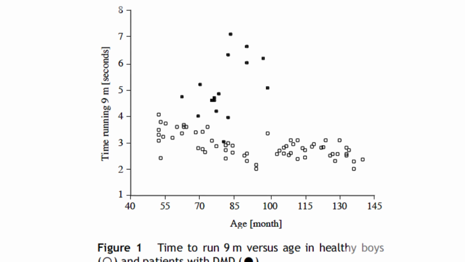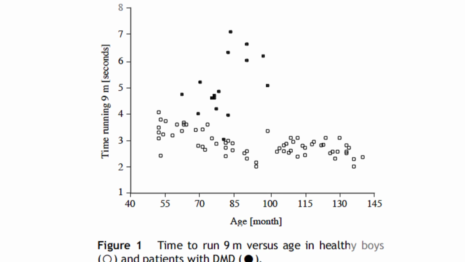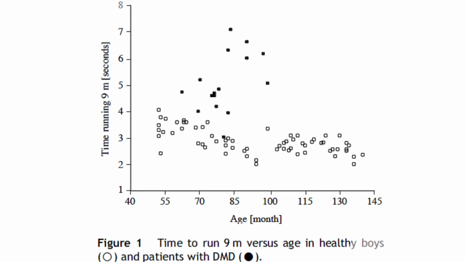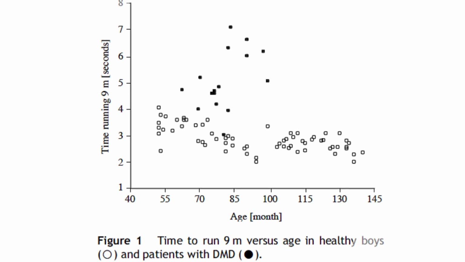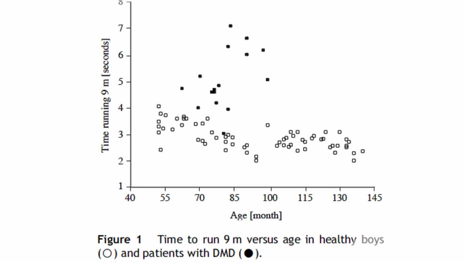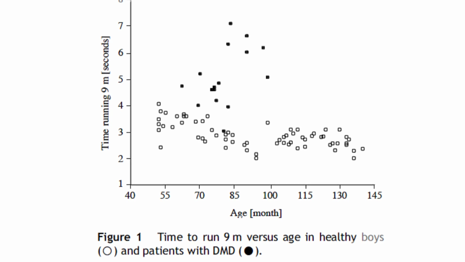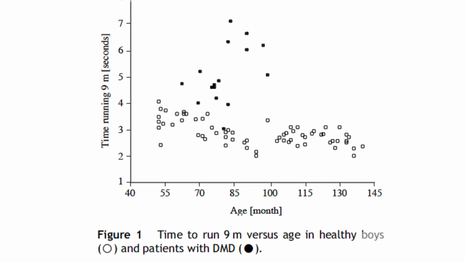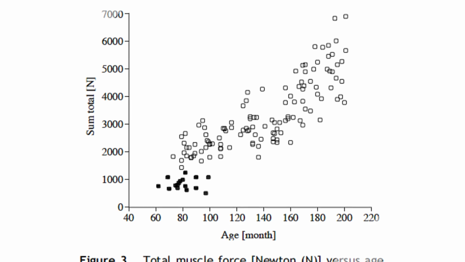This graph displays the results from the study of the functional test compared to age, and at the age of 8 years, it actually took subjects on average with DMD twice as long to complete the functional test of running 9 meters. And you'll also see that typically as you get older, the time goes down, but as age increases with DMD, the time increases to complete the test.